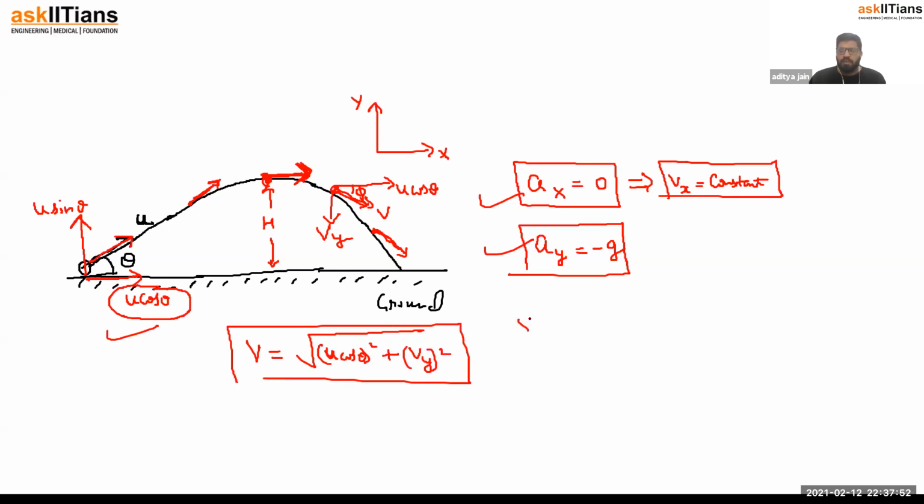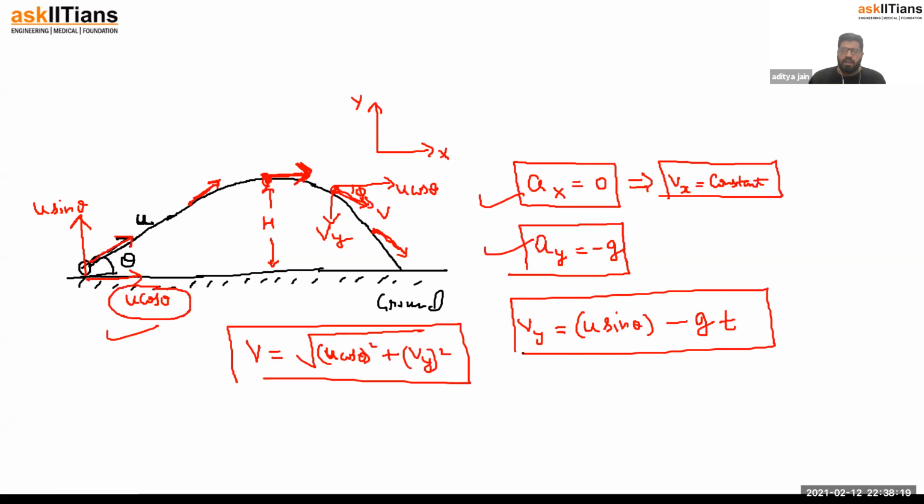And what about vy? Vy will be, according to first equation of motion, vy equals u sine theta, that is the initial velocity along vertical direction, into time. What equation are you using? Suppose we are using first equation of motion, so it will go like this: v equals u plus at. As you see, initial velocity was u sine theta along vertical, acceleration was minus g, and time is t.